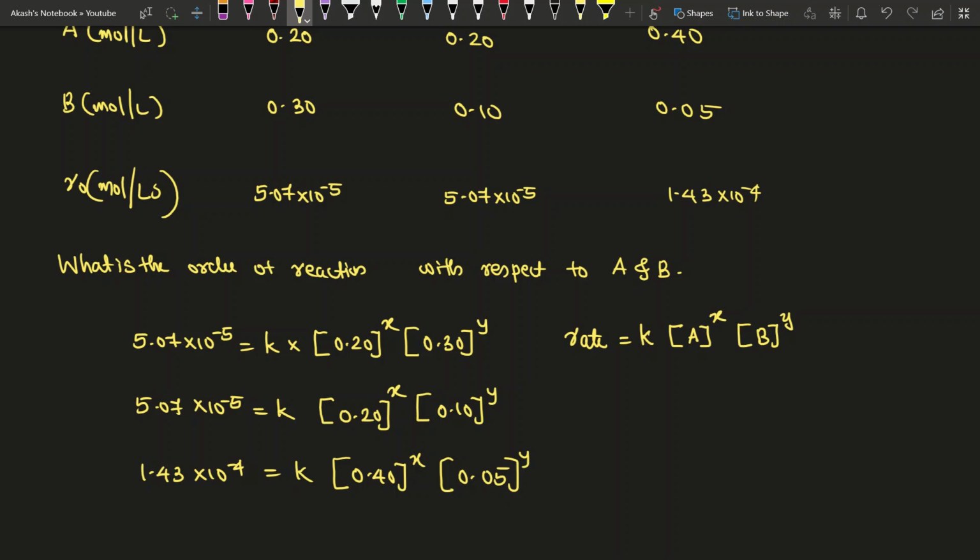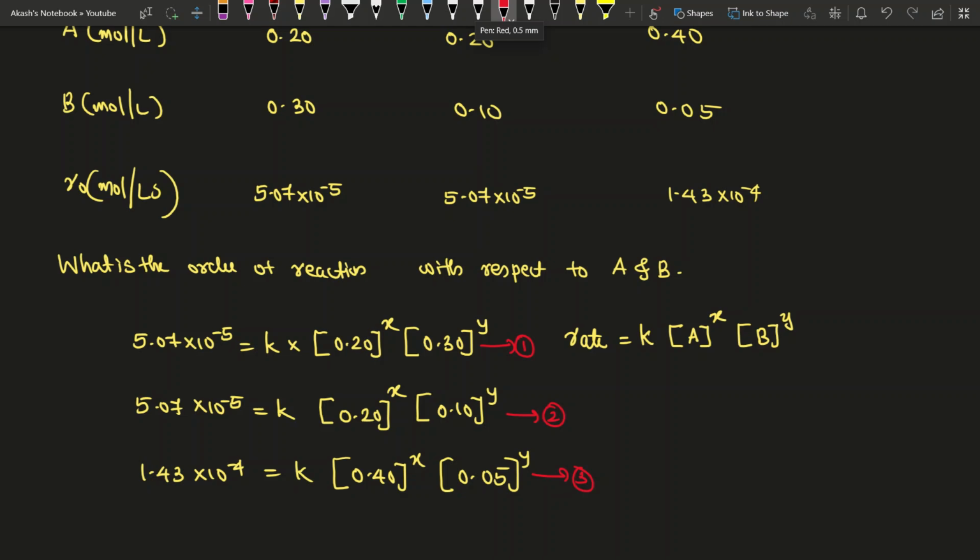What can you understand from the value of x? The value of x denotes the effect of the concentration of each reactant on the rate of the reaction. It is not the reaction coefficient. Don't think that it is the reaction coefficient. Let these be equation number 1, equation number 2 and equation number 3. We need to find out the values of x and y.